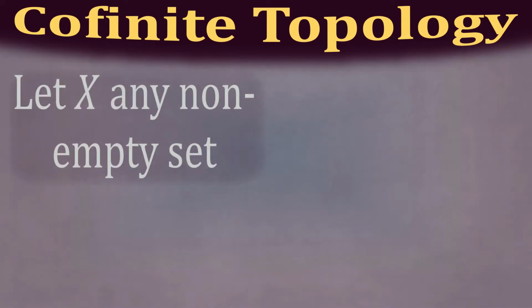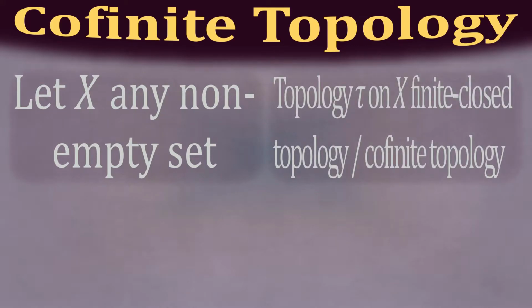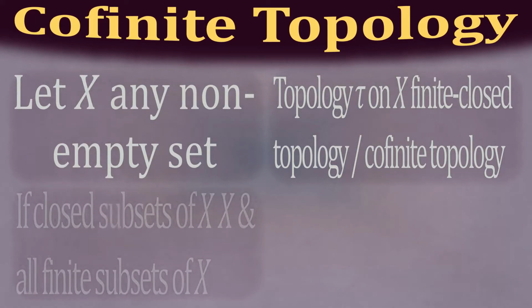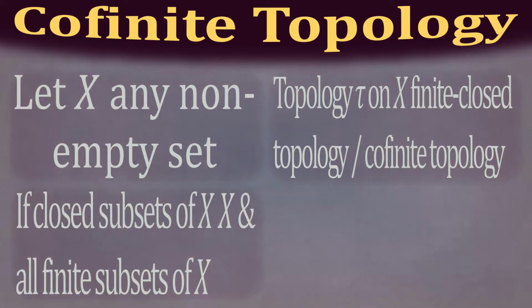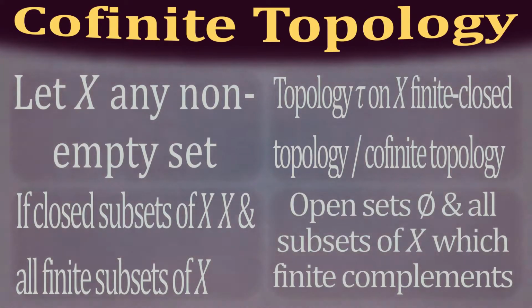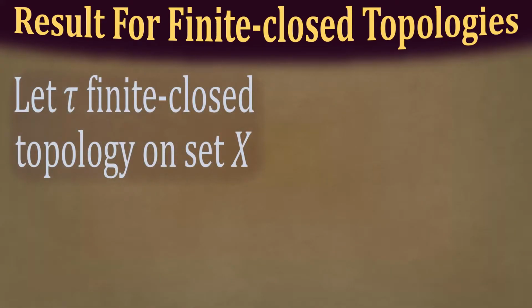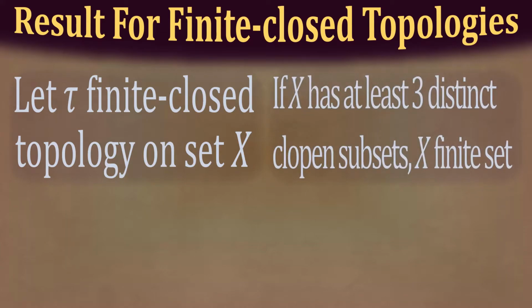Then, let's define the cofinite topology. Let X be any non-empty set. A topology T on X is the finite-closed topology, or the cofinite topology, if the closed subsets of X are X and all finite subsets of X, that is, the open sets are the empty set and all subsets of X which have finite complement. Now, let's give a result for finite closed topologies. Let T be the finite closed topology on a set X. If X has at least 3 distinct clopen sets, then X is a finite set.